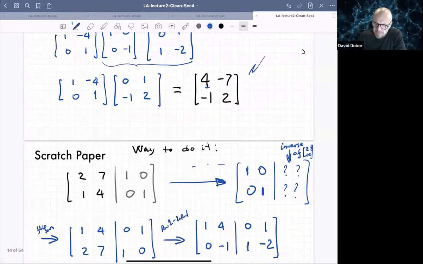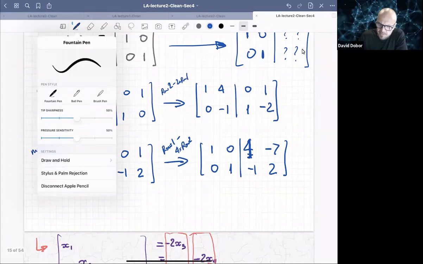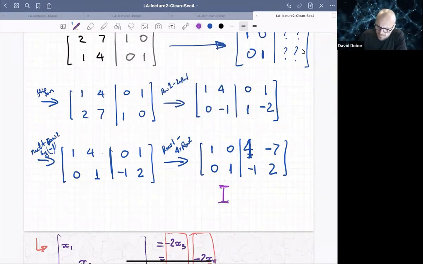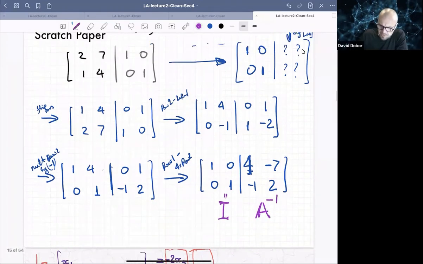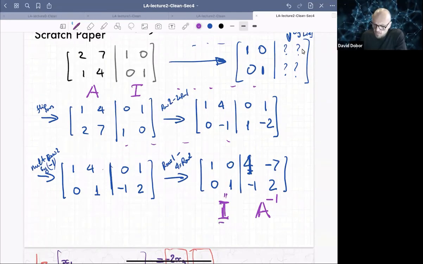I was worried we didn't get the same answer, but of course we'll get the same answer. So now this is my identity matrix here, and A inverse is sitting here. Notice we started with A and the identity. We did these steps. This is the way to write it down. This is the Gauss-Jordan elimination way of finding the inverse. Once you get to the identity matrix on this side, you end up with the inverse of A on the other side. Does that make sense?